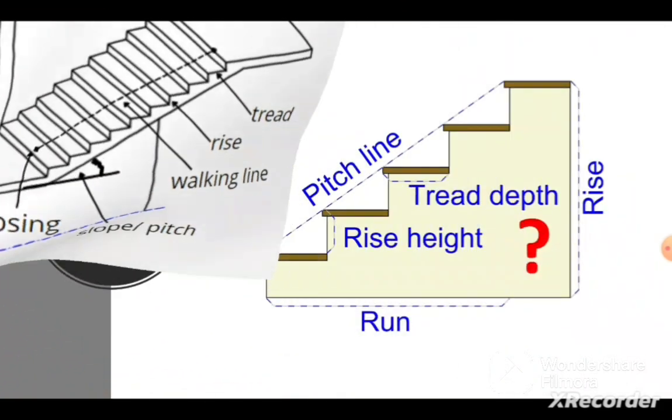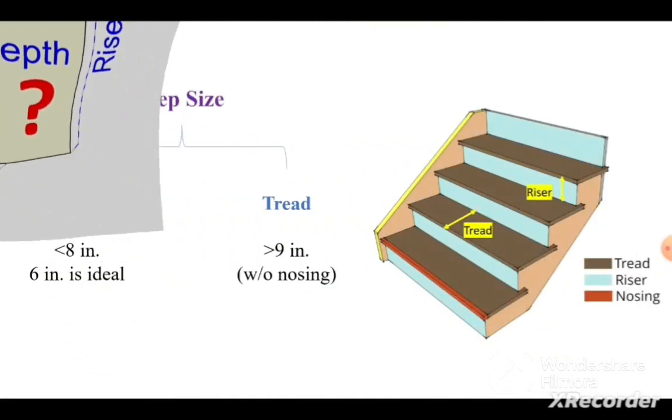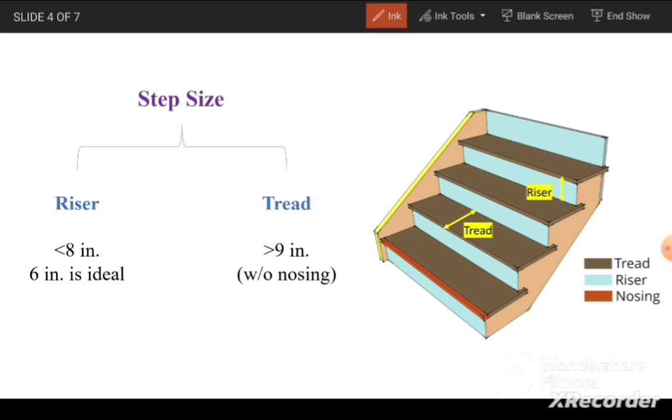Next we need to discuss the standard dimensions of stairs. That is, what should be the dimension of riser, what should be the dimension of tread, and what should be the pitch of the stair. Let's discuss one by one. First of all, step size. A step consists of riser and tread. The riser size should be less than 8 inches, and the ideal size is 6 inches in case of residential buildings. If it is between 5 and 7 inches, it's good, but 6 inches is the ideal dimension.